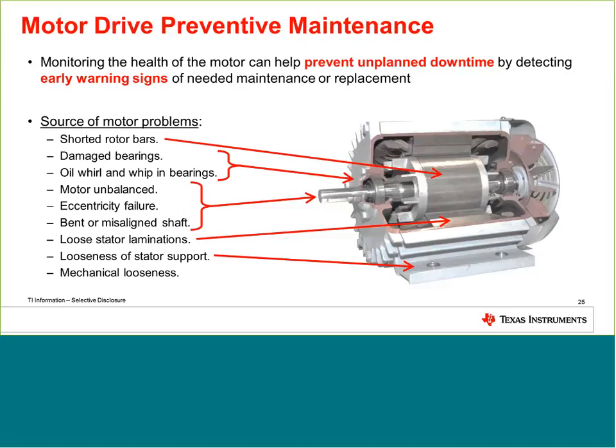Then the stator lamination can be loosened. Also another problem is that the overall support for the motor can be loosened, and also some other mechanical problems around that. Why does that happen? It happens because, again, motors are turning around 3,000 RPM. As well as they're balanced, they always vibrate.